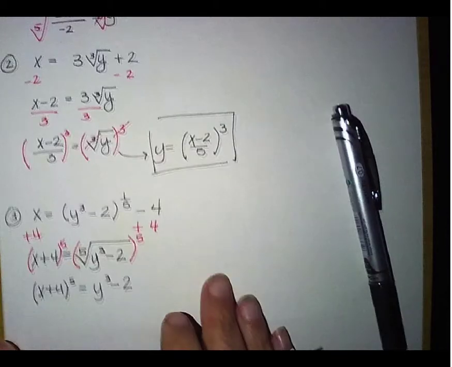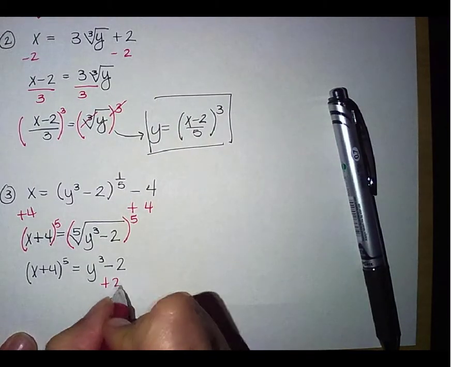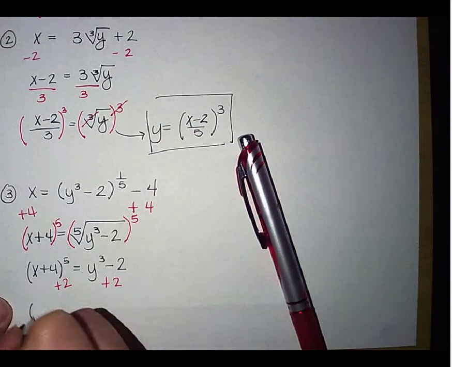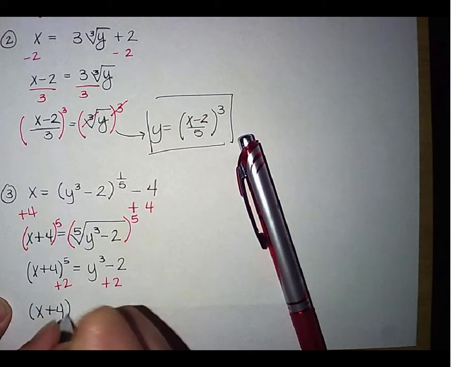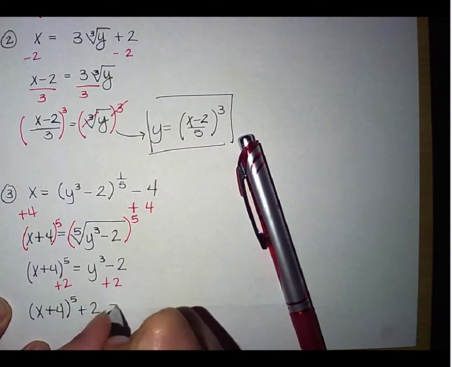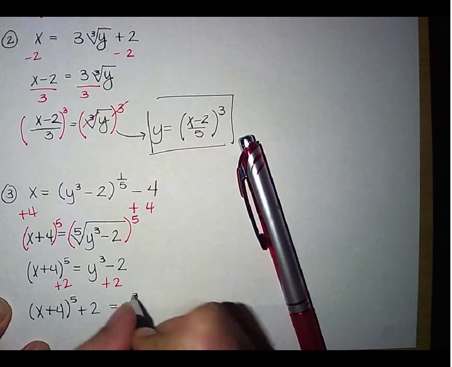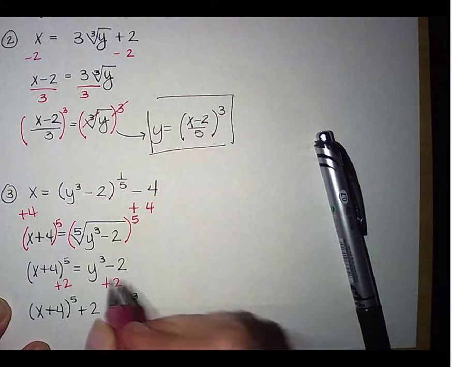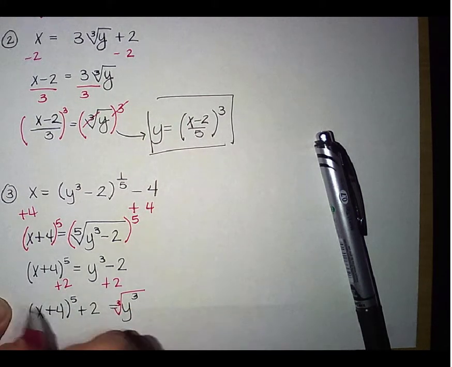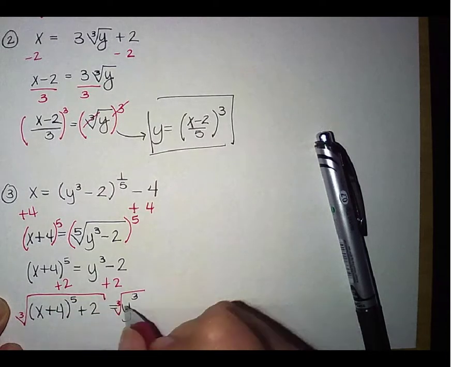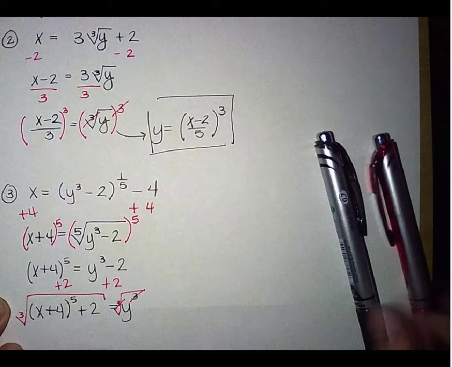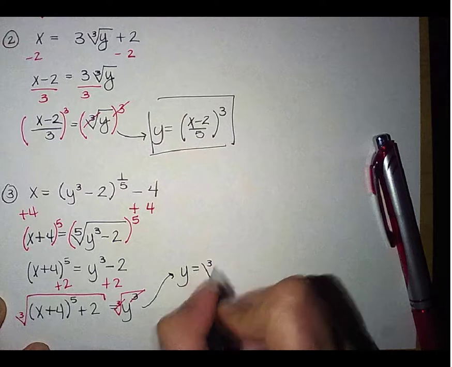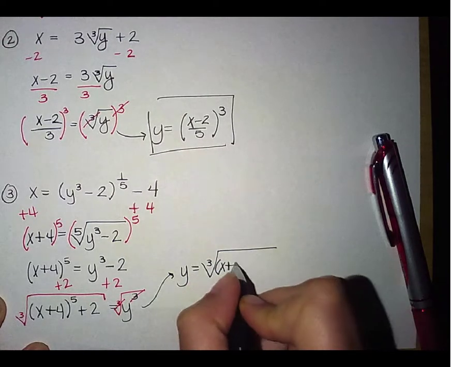So the next thing we're going to do is we're going to move that minus 2, so we're going to add 2 to both sides. So we're going to have x plus 4 to the 5th power plus 2 equals y cubed. Again, to get rid of something that's raised to the 3rd power, we're going to use the 3rd root. So we're going to take the 3rd root of both sides. Again, my root and my power are going to cancel.